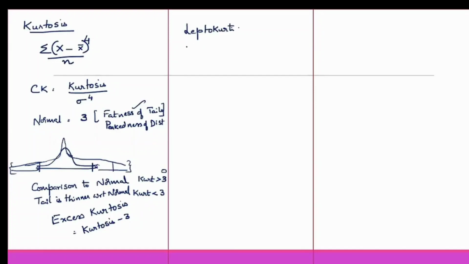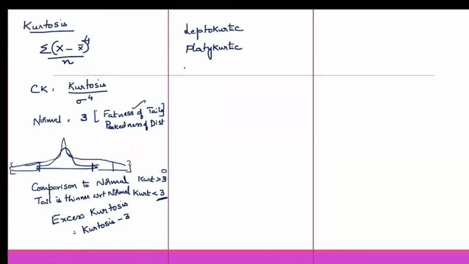And similarly, if the excess kurtosis is less than 0, because kurtosis less than 3 is nothing but excess kurtosis less than 0, we typically call it platykurtic data. And it typically has thinner tails compared to that of a normal. Anyway, both of them are deviating from the normal.